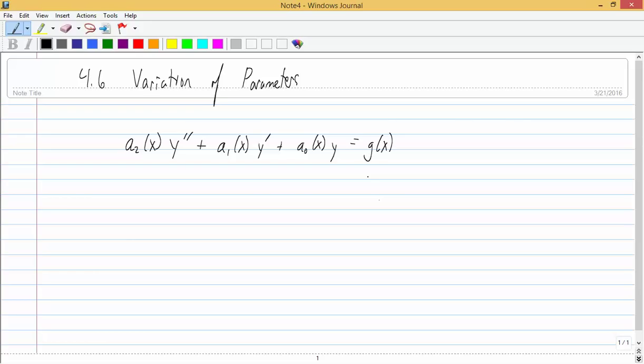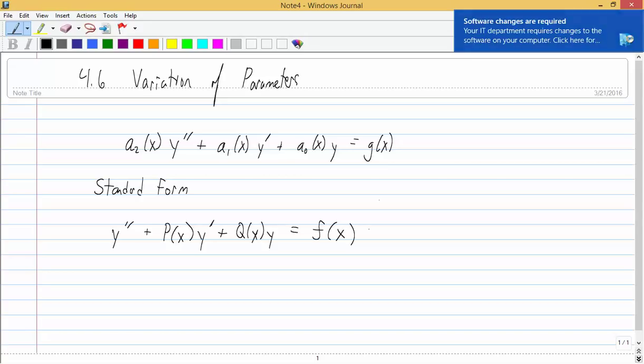The first thing that we want to do is put this in standard form. So whatever is in front of your y double prime, just divide everything by that. Once you divide everything by whatever's in front of y double prime, you'll have y double prime plus whatever's in front of your y prime, that's your p of x, plus whatever's in front of your y, that's your q of x, and then whatever's on the right side of your equation, that's your f of x.